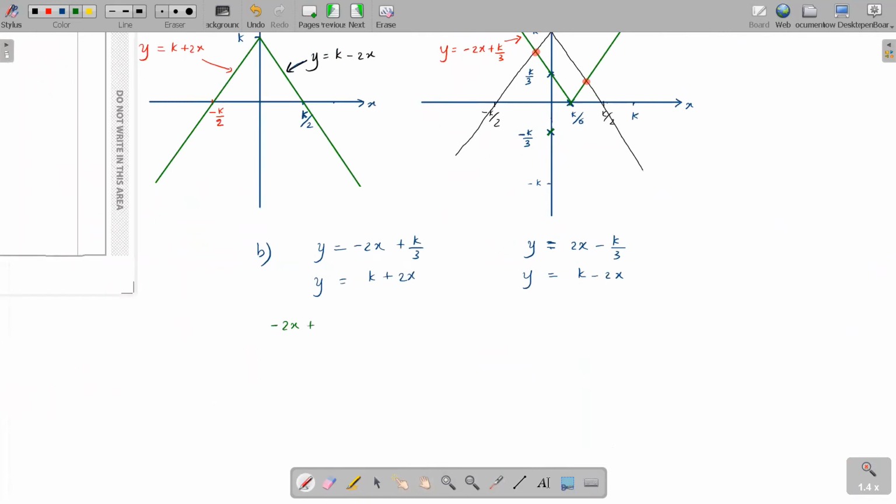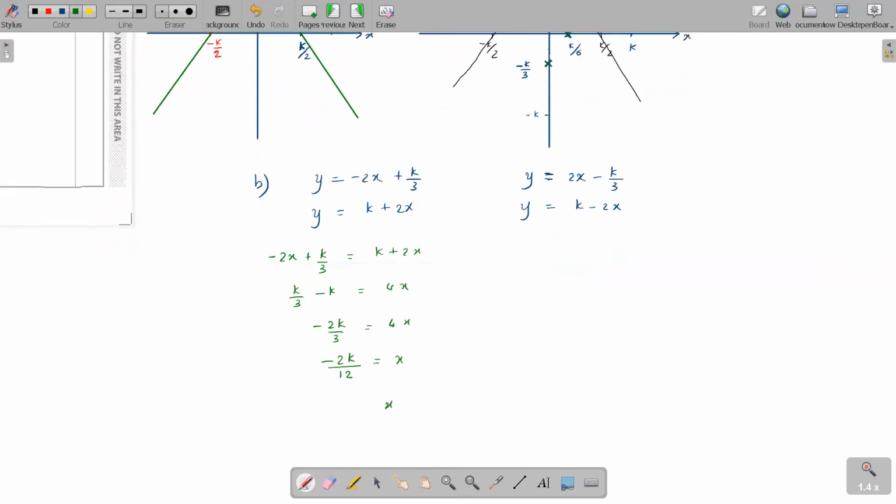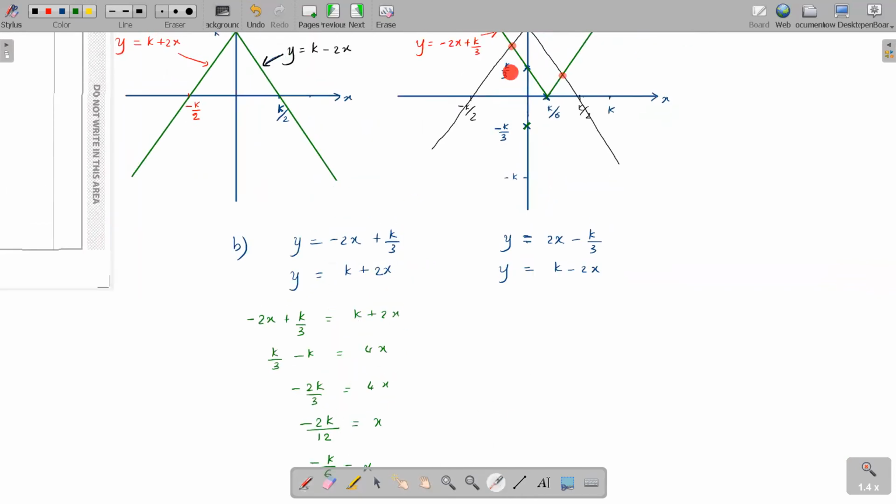So negative 2x plus k over 3 equals k plus 2x. That gives me k over 3 minus k equals 4x. So I get k minus 3k, that is minus 2k over 3, equals 4x, which gives me x equals minus 2k over 3 times 4, which is 12. When I simplify, I get x equals negative k over 6. So that is obviously going to be this cutting point, minus k over 6, right?